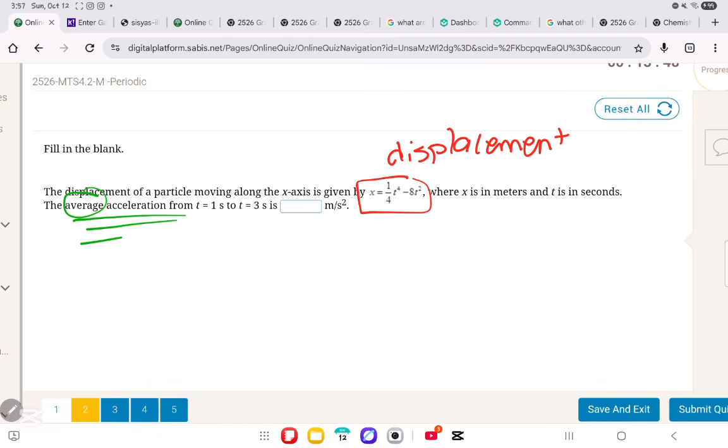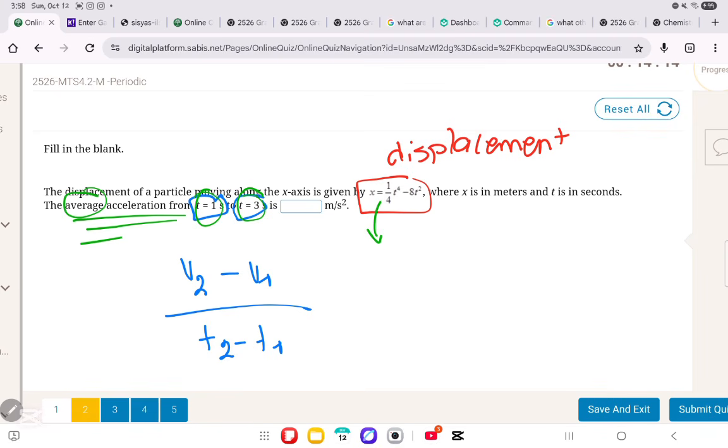So in order for us to find the average acceleration, we'll need to take velocity 2, subtract it from velocity 1, and put it over the difference in time. So delta v over delta t, this is from physics. Average acceleration is the change in velocity per time. Right, so what do we do in this scenario? We need to find the two velocities at 3 and 1 second. So we'll need to take the derivative of the displacement to find the velocity.